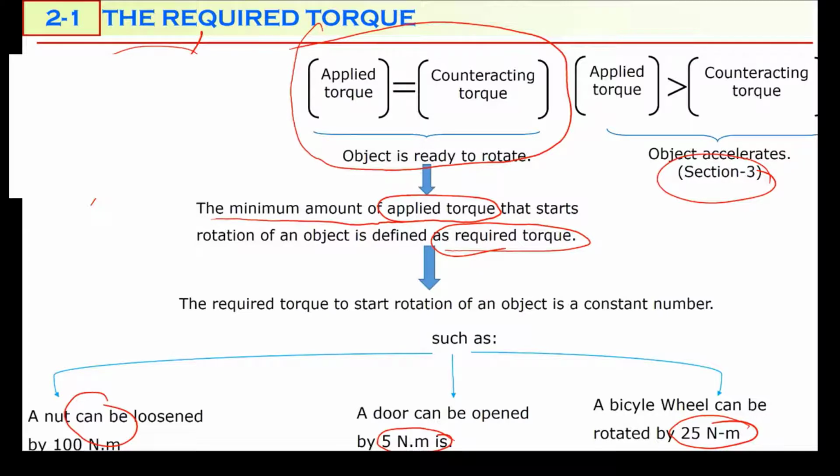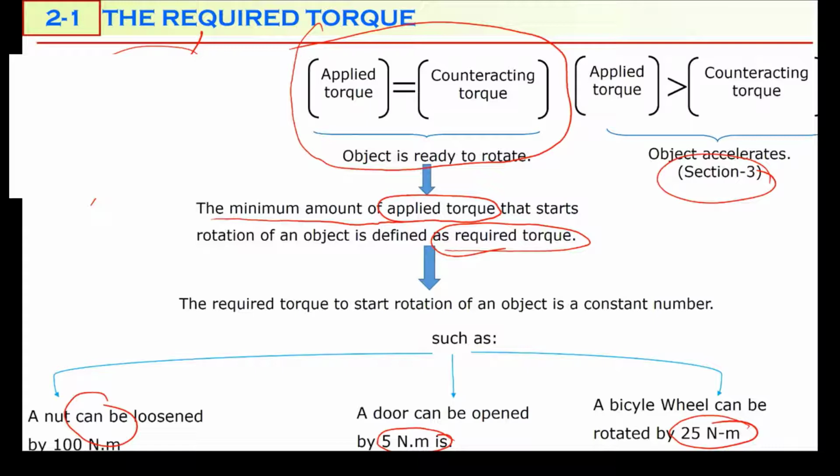If it is much greater, what happens? It accelerates. We will study that in section 3. Teacher, why did you say the counteracting force can't be bigger than the applied force, why is it wrong? Is there a reason? It's impossible. Static friction force can never be greater than the applied force. I realized it later, when I had already published the document.